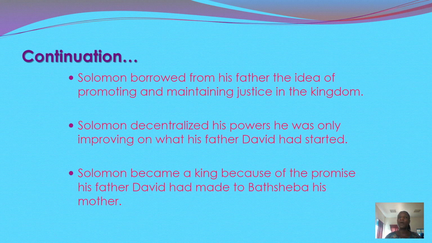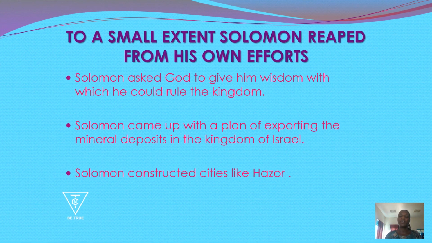The decentralization of power that Solomon maintained was started by his father David, which helped him to improve on his management and maintenance of Israel as a kingdom. He borrowed his father's idea of promoting and maintaining peace plus justice in the kingdom. Remember, David united all the 12 tribes of Israel, and this helped Solomon to rule peacefully. So, becoming king, we also see King David promising Bathsheba, "Your son will be my heir. He will succeed me as king." And to fulfill that promise, David made Solomon king of Israel.